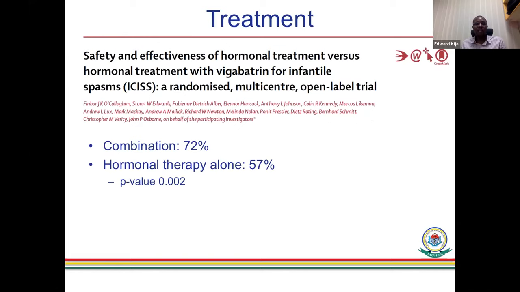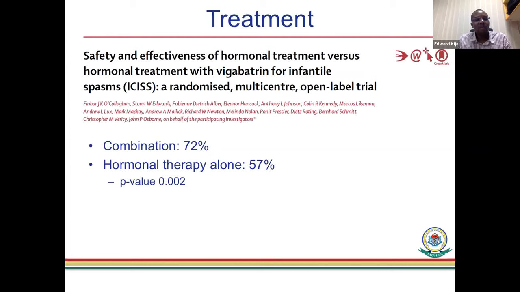When it comes to treatment, there is well-documented efficacy of steroids, which range from ACTH to oral prednisolone. This was initially based on the United Kingdom Infantile Spasms Study, which showed that vigabatrin was effective in patients with tuberous sclerosis, and steroids were effective in other conditions that are not tuberous sclerosis. But recently, there's been a study which compared a combination of steroid and vigabatrin to hormonal therapy alone. There was a clear winner: the combination of vigabatrin and prednisolone was more effective in cessation of epileptic spasms compared to hormonal therapy alone.